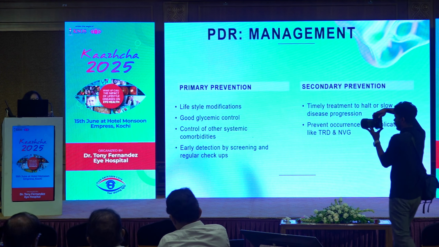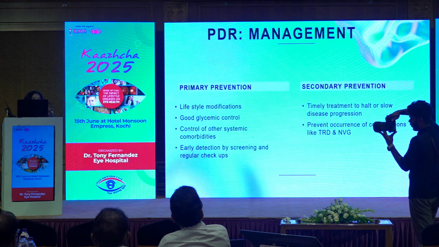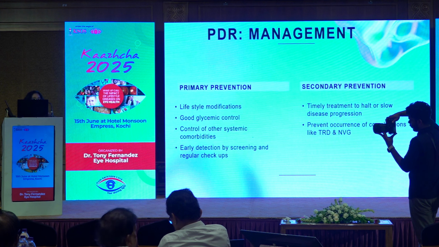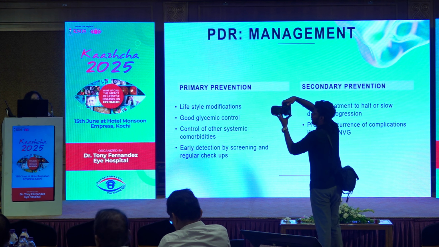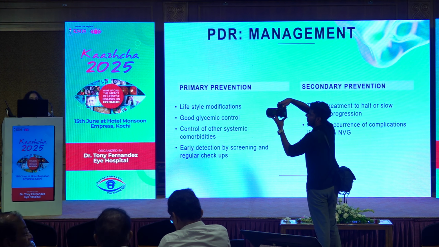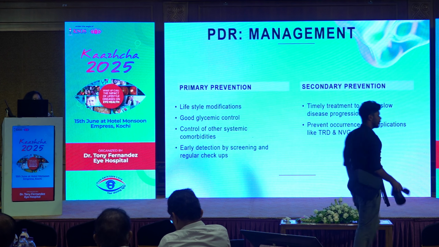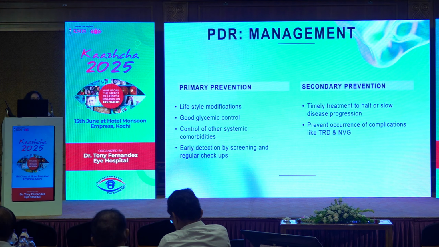As discussed extensively earlier, the primary thing is primary prevention with good lifestyle modification, glycemic control, control of systemic factors, and regular screening, especially if you are at high risk of developing diabetes and if you already are diabetic. And timely treatment, by picking up the disease where you can treat it, so that you can prevent the complications of PDR and also to some extent halt or slow the disease progression.